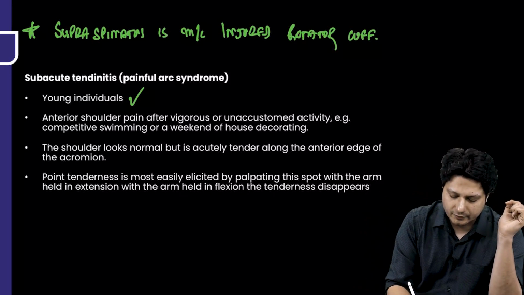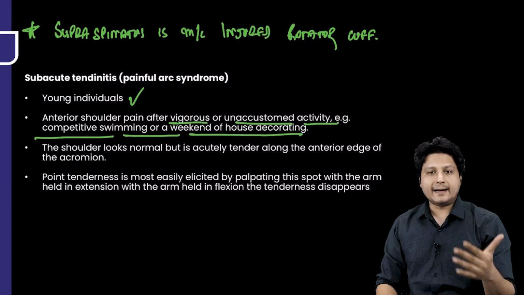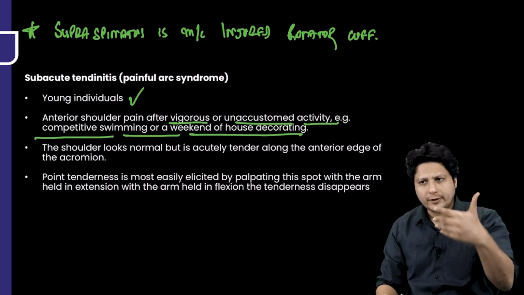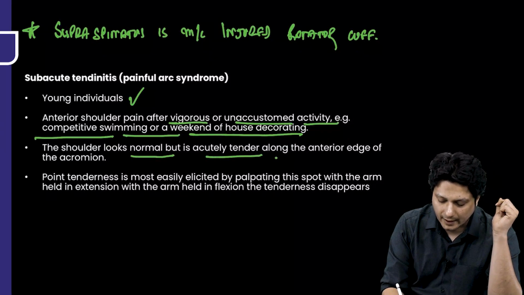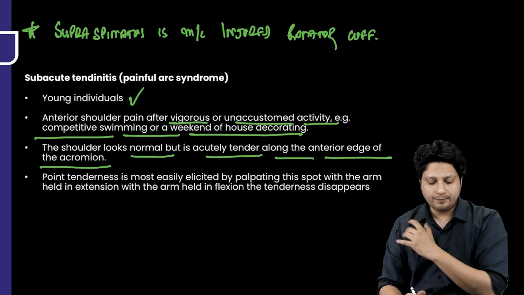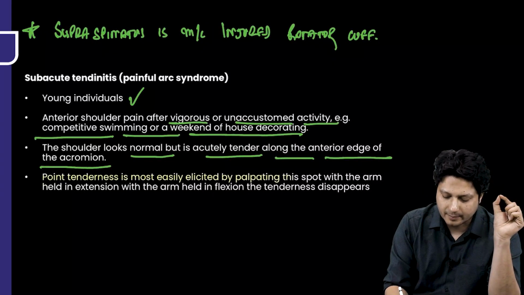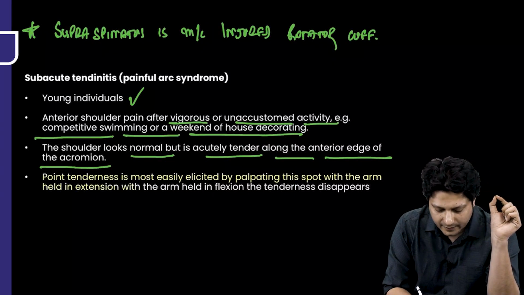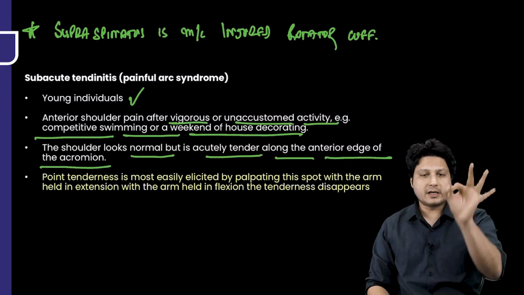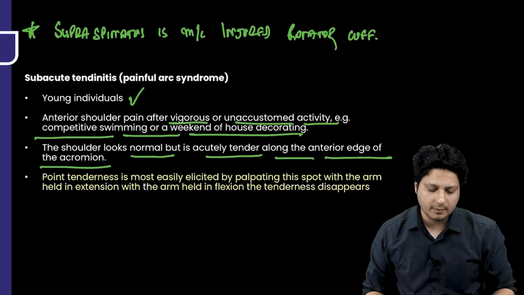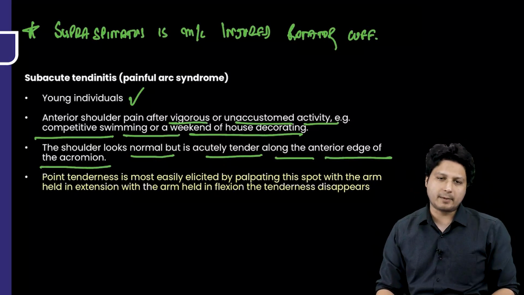So anterior shoulder pain after vigorous or unaccustomed activity, example competitive swimming or a weekend of house decorating. These are the things which are going to be mentioned in your question in the form of the etiology. The shoulder looks normal but is acutely tender along the anterior edge of the acromion, as I told you. And this is the key clinical finding, which is the point tenderness is most easily elicited by palpating this spot with the arm held in extension, but when the arm is held in flexion, the tenderness disappears. This is the key clinical finding for this painful arc syndrome or subacute tendinitis. All right. And supraspinatus is the most common tendon to get affected by this subacute tendinitis.